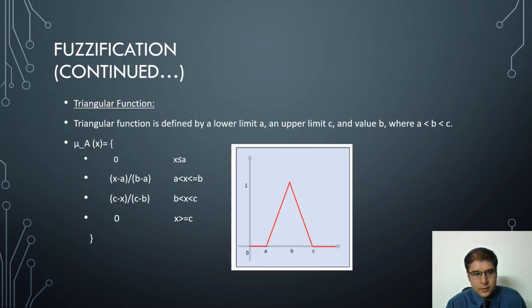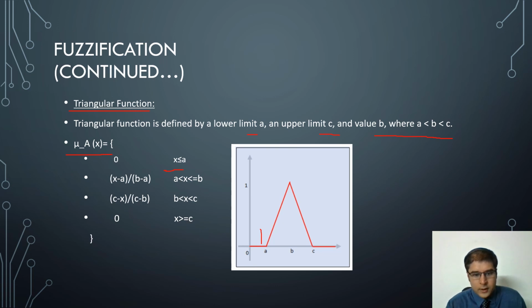Triangular function. The triangular function is defined by a lower limit a, an upper limit c, and a value b, where b lies between a and c, not inclusive. The triangular function μA of x is defined as 0 if x is less than or equal to a, and (x minus a) upon (b minus a) if x lies between a and b, including b and excluding a.